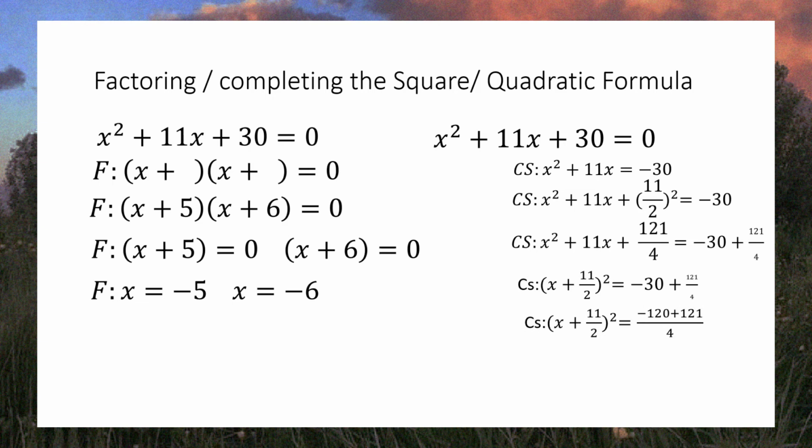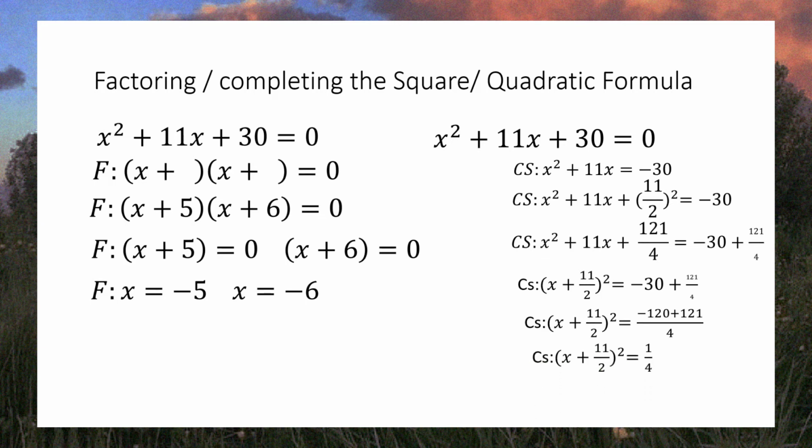So ba't nagkaroon ng all over 4? Kasi when we simplify negative 120 over 4, that is just equivalent to negative 30. So parang change natin sila into similar fraction. So we can now simplify both sides. So in left side, we will just rewrite it, and dun sa right side, pwede na natin siyang isimplify. Negative 120 plus 121 is 1. So ang matitira sa right side is 1 over 4.